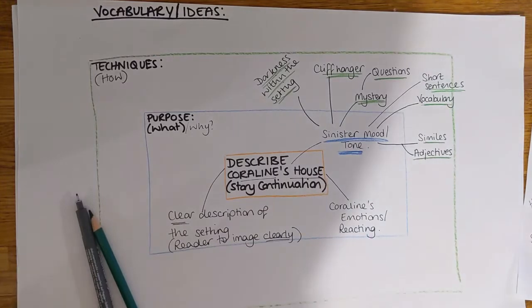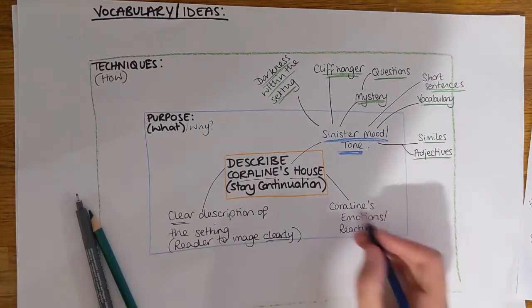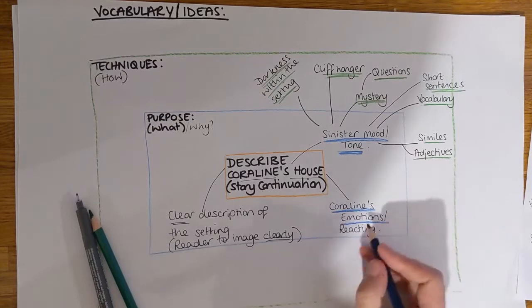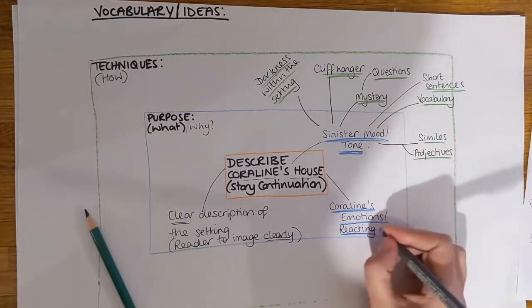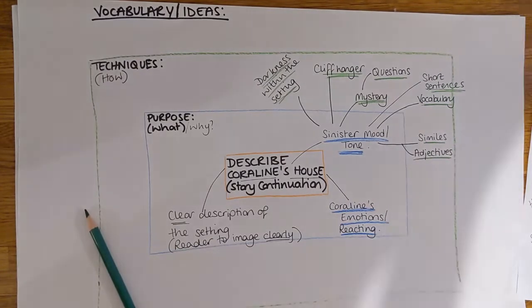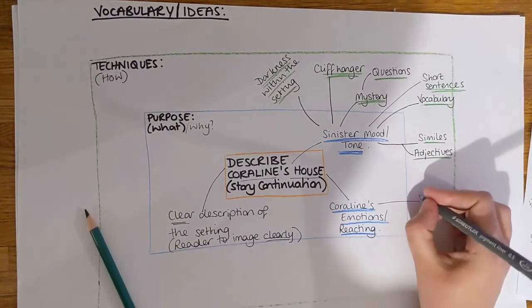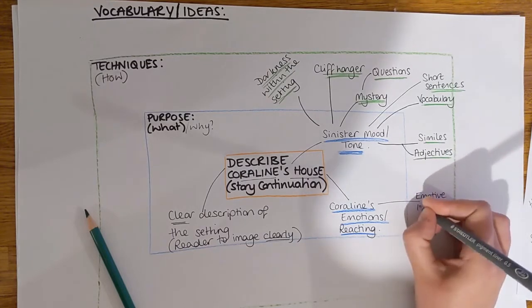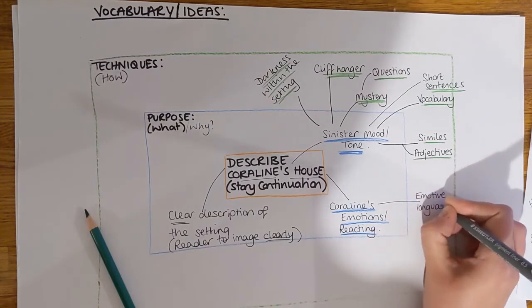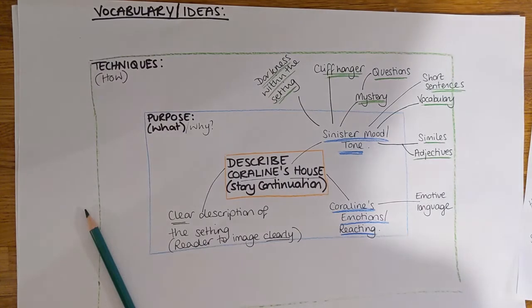What we can move on to thinking about now is Coraline's emotions and how we can show her reacting to the environment. Okay, sorry, that should say reactions, it doesn't matter. So we can do that. The most obvious way is through use of emotive language, isn't it? And again, we'll come up with some vocabulary that links to that in a minute.